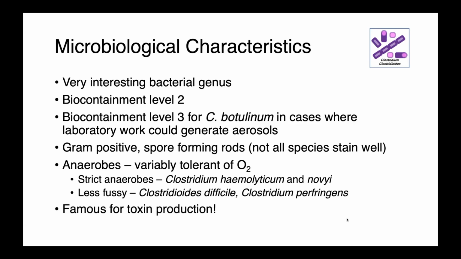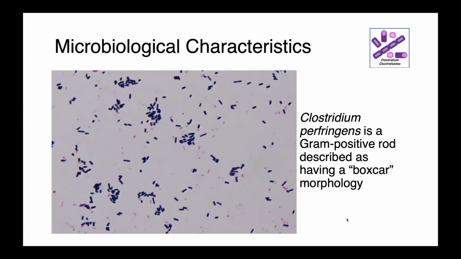And as I mentioned, these organisms are famous for toxin production. We can link back much of the pathology we see to particular virulence factors produced by these bacteria. Here you can see a gram stain of Clostridium perfringens, really nice gram-positive rods.